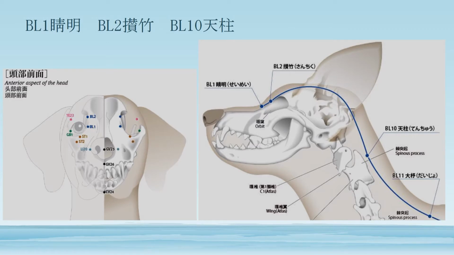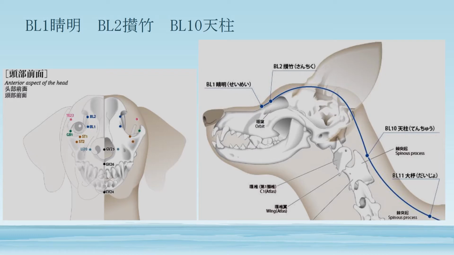Okay, I'll explain one by one. BL1 is above the inner canthus. Inner canthus is inside of the eye. When you go a little bit above the inner canthus, there is BL1.